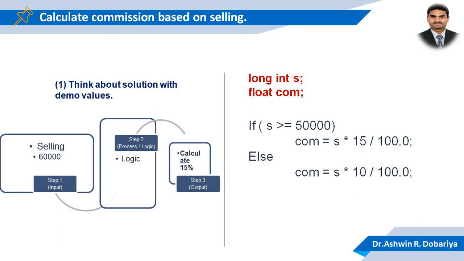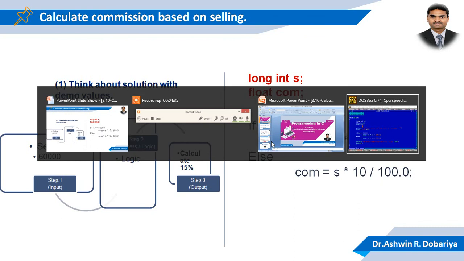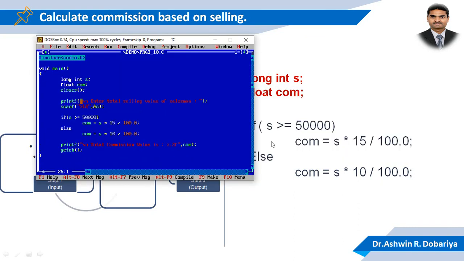So this is the overall logic, and what should be the output of this program? We want to just display the commission value that is calculated based on the input selling. So this is the overall summary of the logic development. Now let's see how we can write this program in Turbo C.